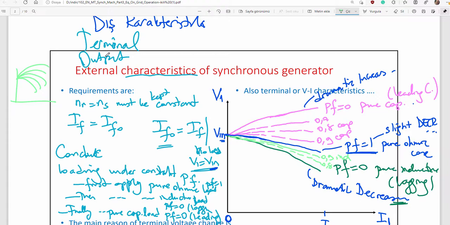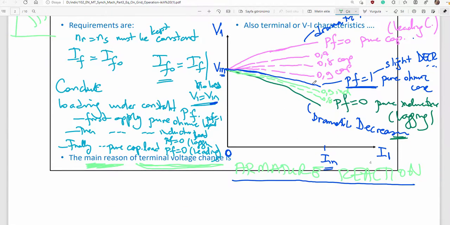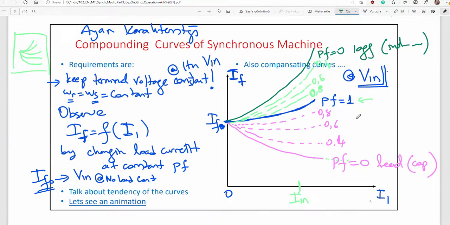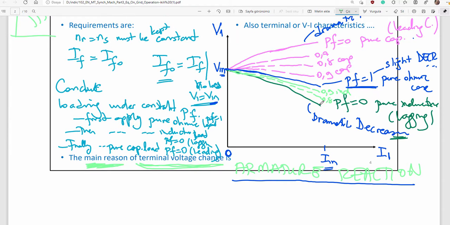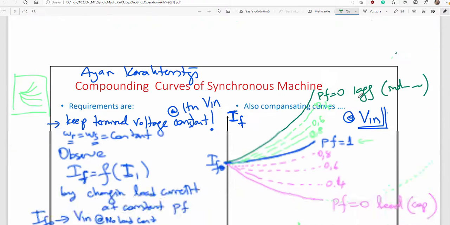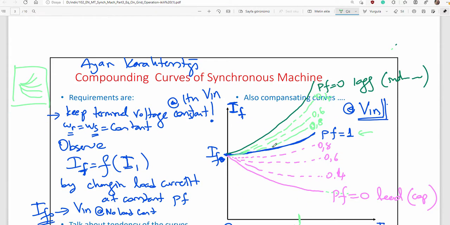Slight decrease in ohmic loading, slight compensation is required in ohmic loading. There is a strong decrease in inductive loading. In the green one, you see there's a strong dramatic decrease in voltage. So there must be dramatic compensation. Here you see, you should increase field current to compensate that voltage drop.